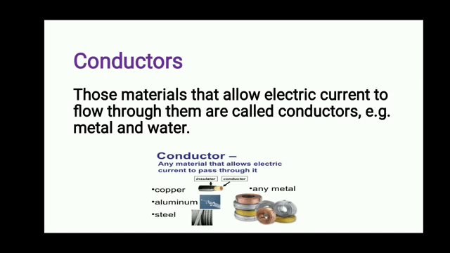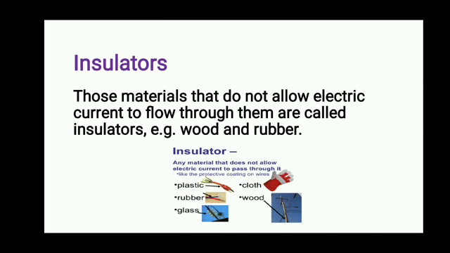Now a question arises: how can we use electricity safely? For this we use insulators. And what are insulators? Those materials that do not allow electric current to flow through them are called insulators, and the examples of insulators are wood and rubber. So class, as electricity cannot travel through wood and rubber, we use them to save ourselves from electric shock, because electric shock is very dangerous and it can kill us.